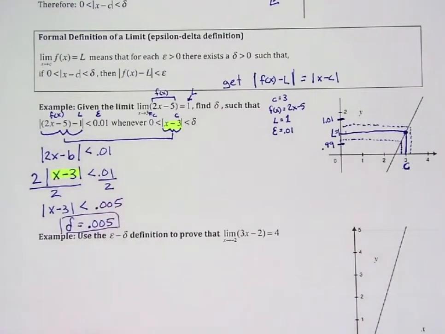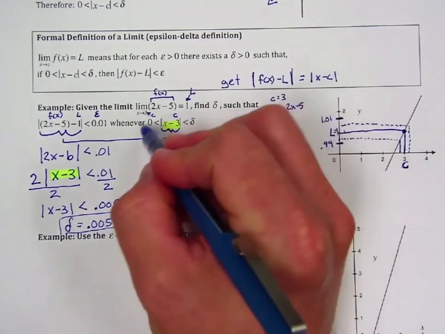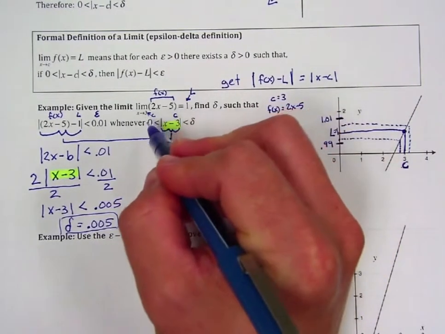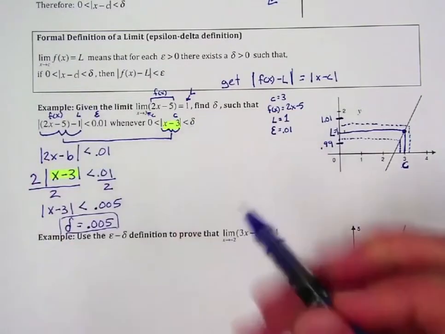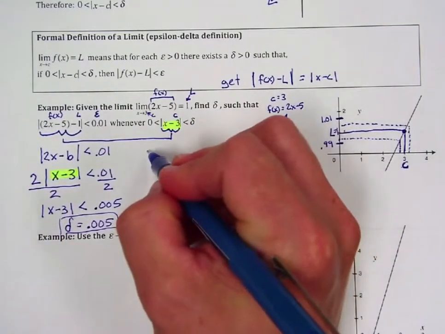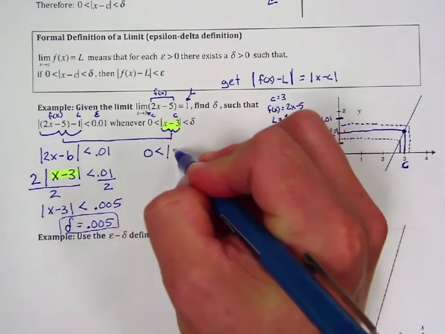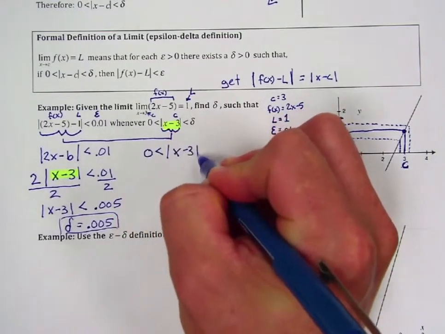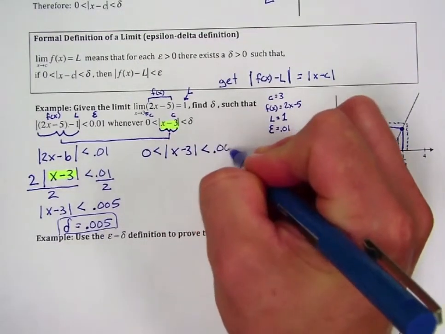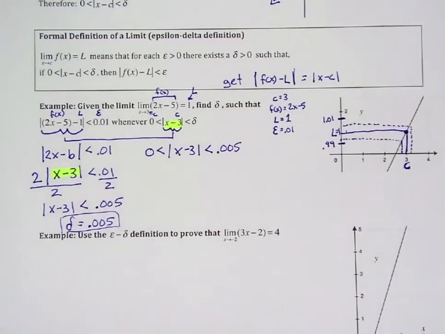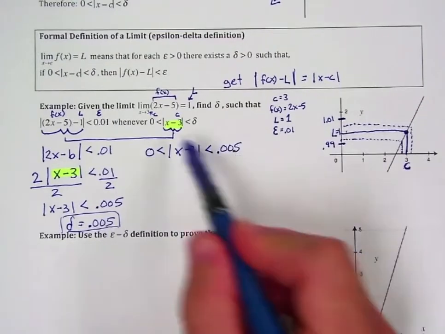Now unfortunately, we can't stop there. We have to actually verify that this works. So to be able to do that, we're just going to rewrite this second part, which is actually the first part of our definition, using the delta that we chose. So we're just going to go 0 is less than the absolute value of x minus 3 is less than our delta of 0.005. Okay, so you just want to substitute that right into the second part.